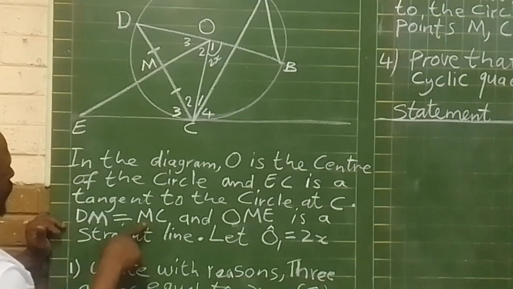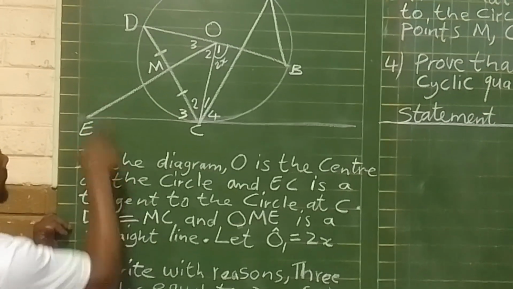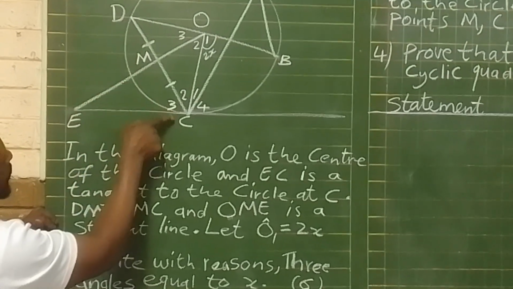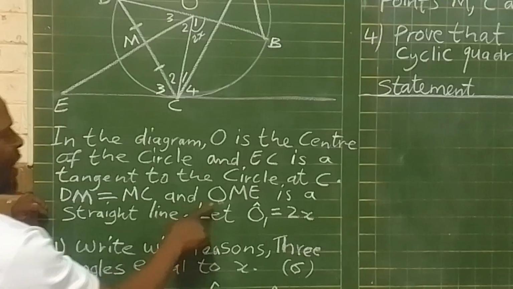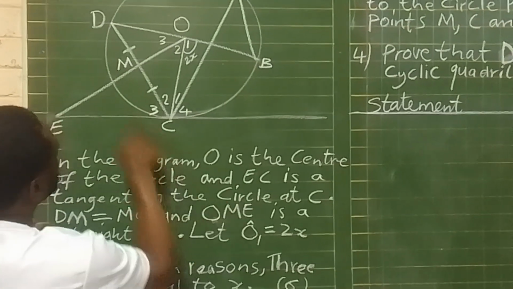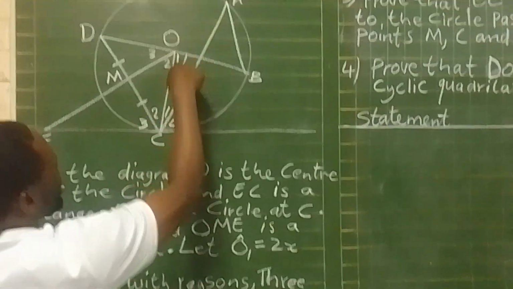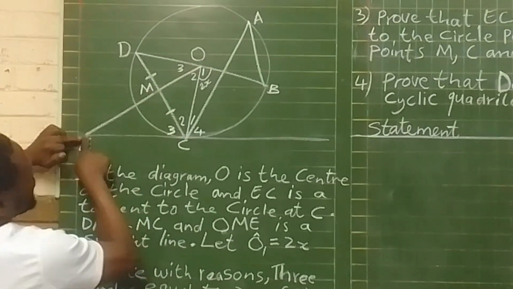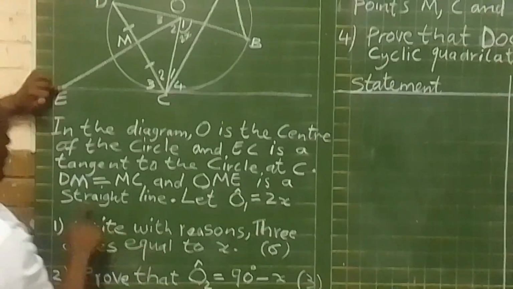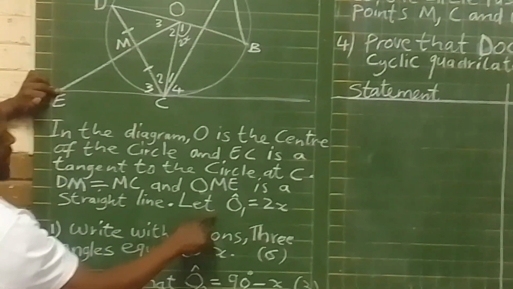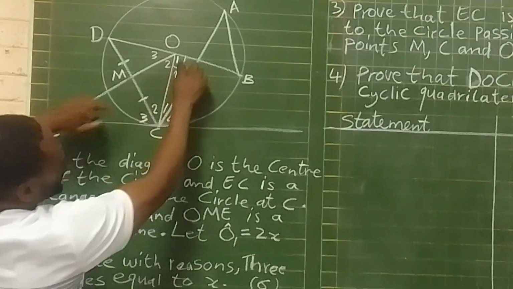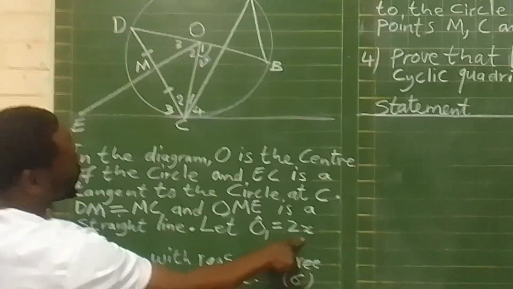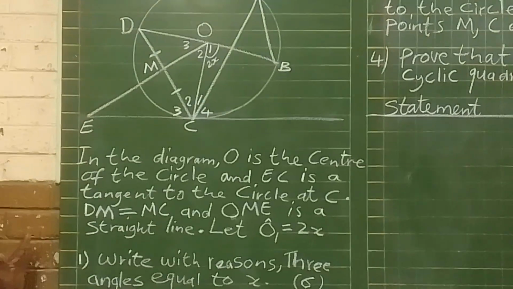DM is given to be equal to MC. And OME is a straight line. Let angle O1 be equal to 2x. That is what we are given.